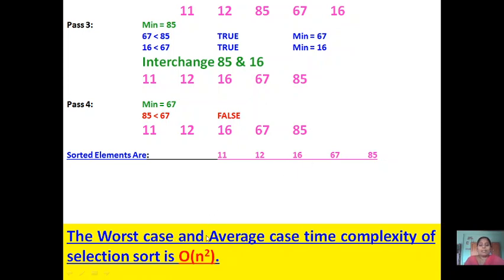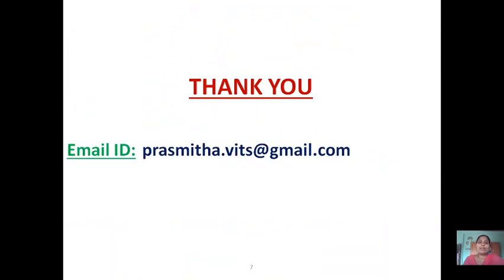So the worst and average case time complexity of selection sort is order of n square. So this is all about selection sort.